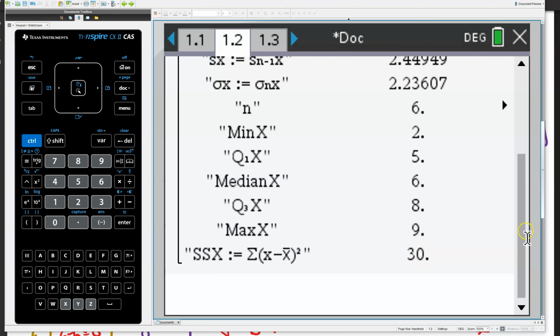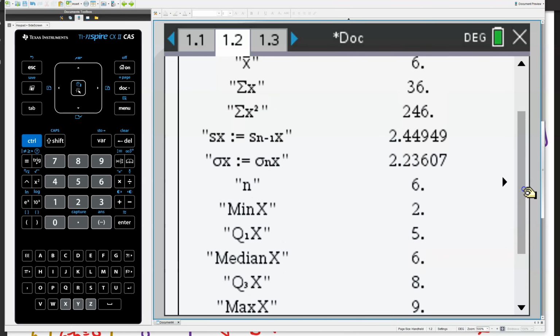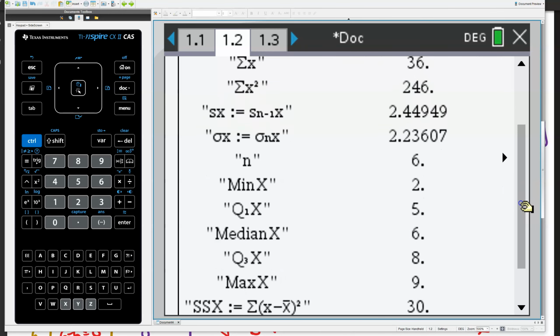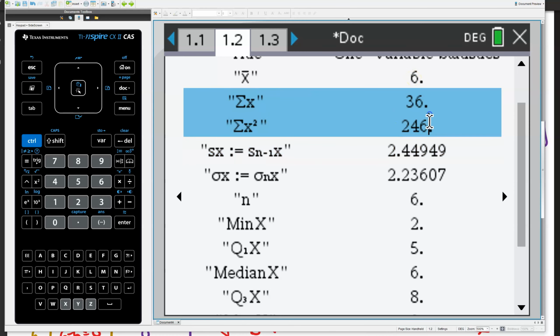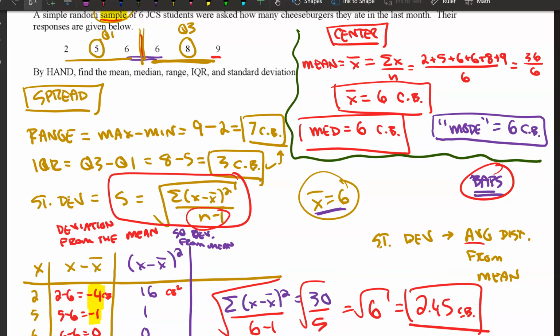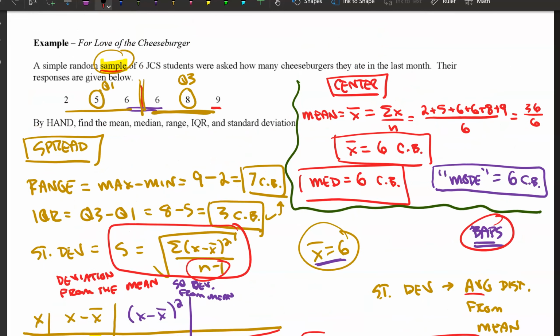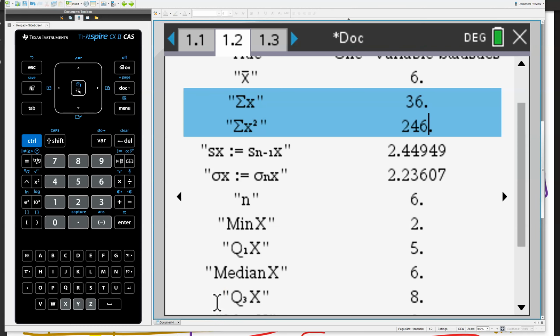Okay, all right, so here's the summary statistics for this data set. Let's go through these one at a time. X bar, that is your mean. These two we don't use very much, but you can figure out what they would be. This is the sum of the x's. If you remember when we calculated the mean, we added up those to get 36. So we can see that here.